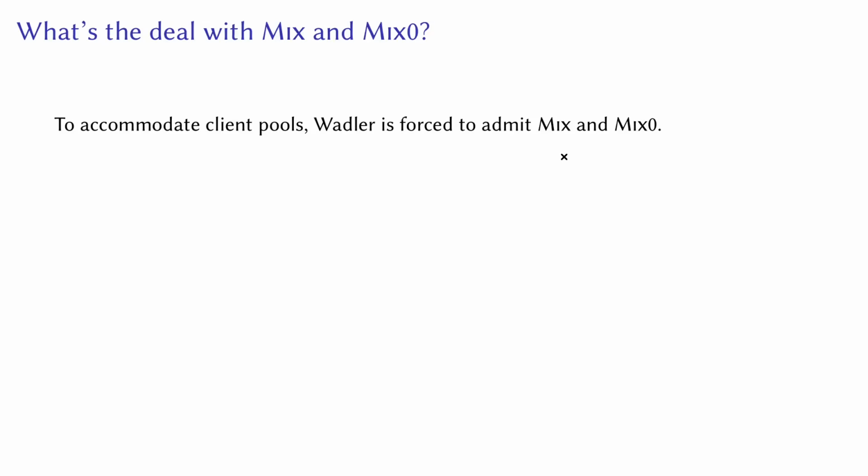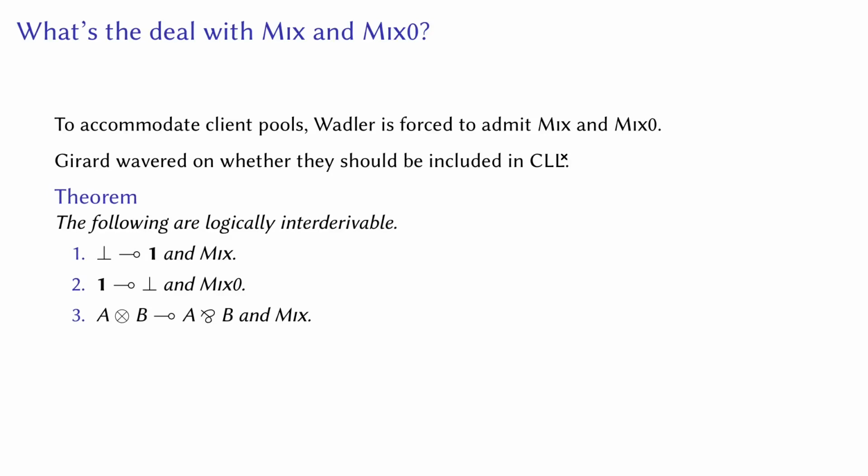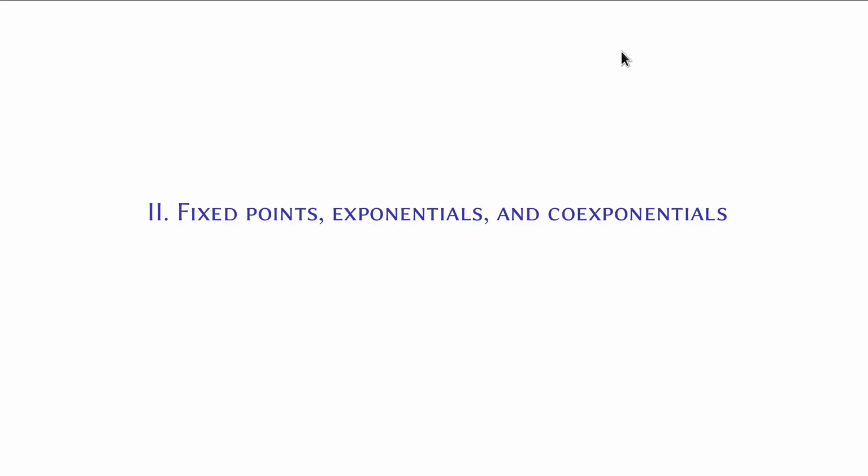But the story doesn't stop here. Girard wavers on whether they should be included in CLL because they are problematic. In short, mix degenerated the multiplicative fragments of linear logic. And in particular, if we look at the mix zero rule, it allows you to derive contradiction from the unit. This is obviously bad from a logical point of view. So using exponentials to represent client-server doesn't work out, and we are going to find out why with the help of fixed points.